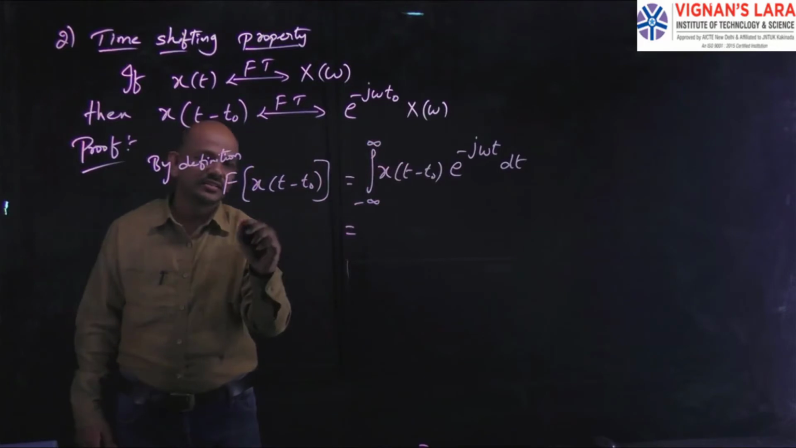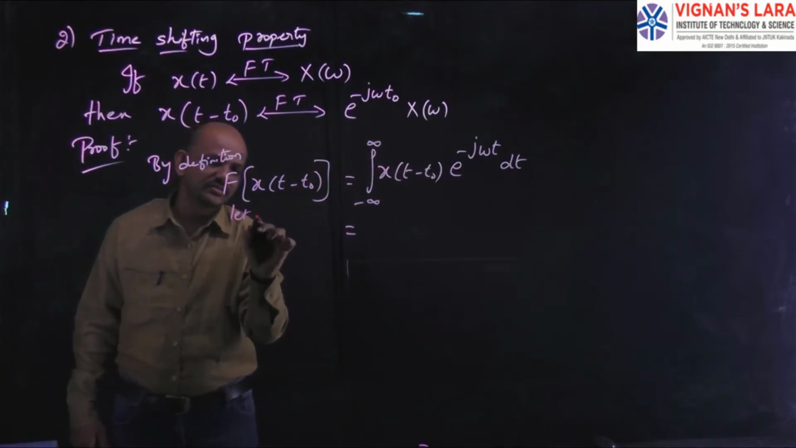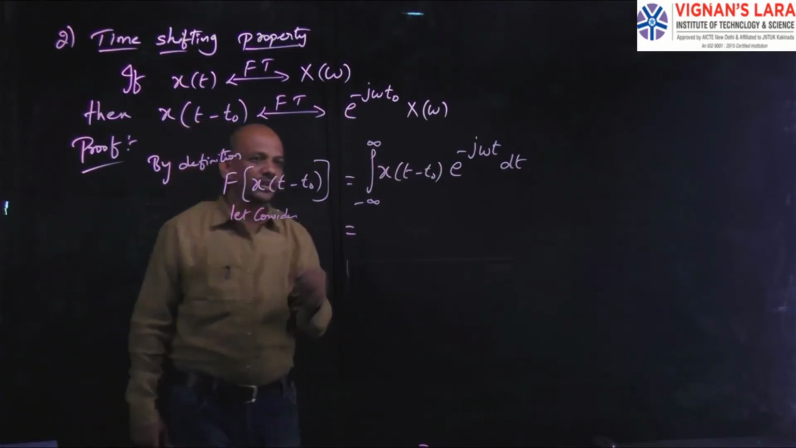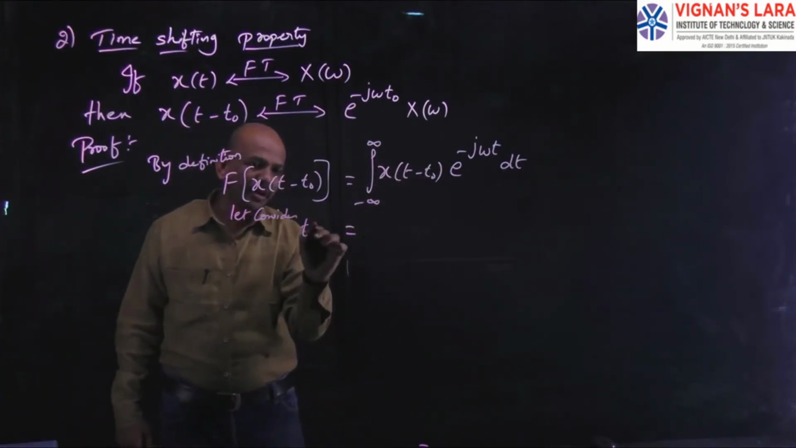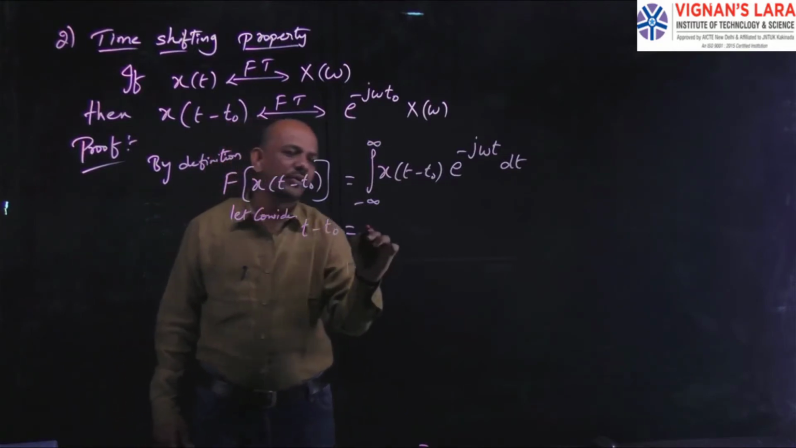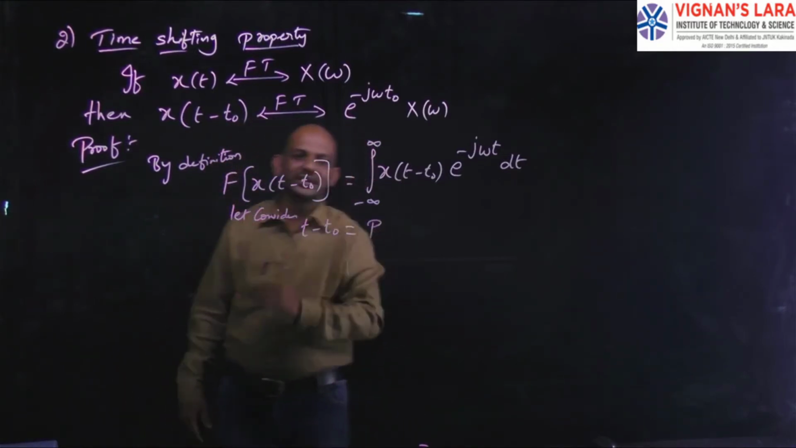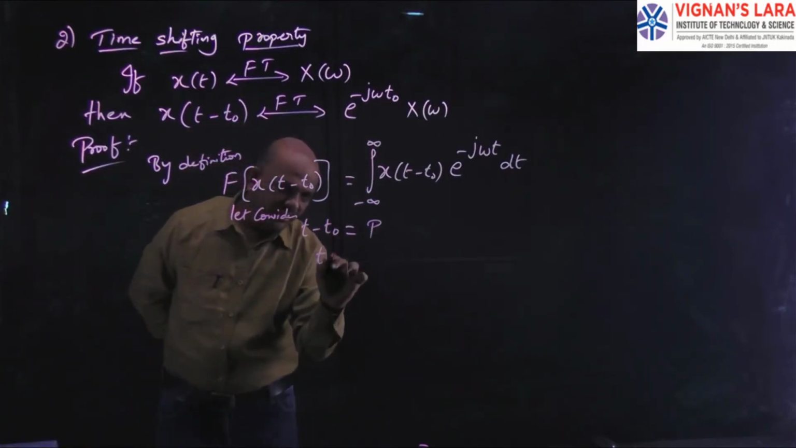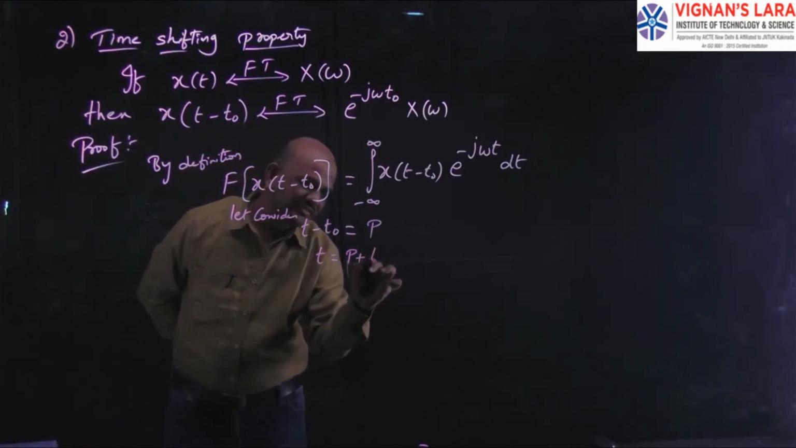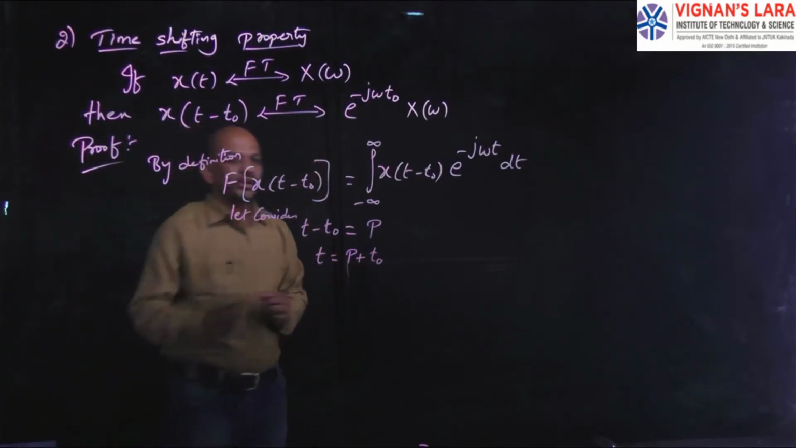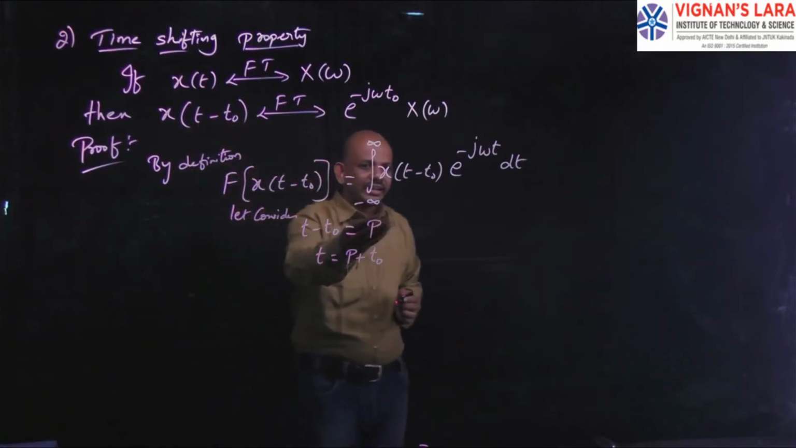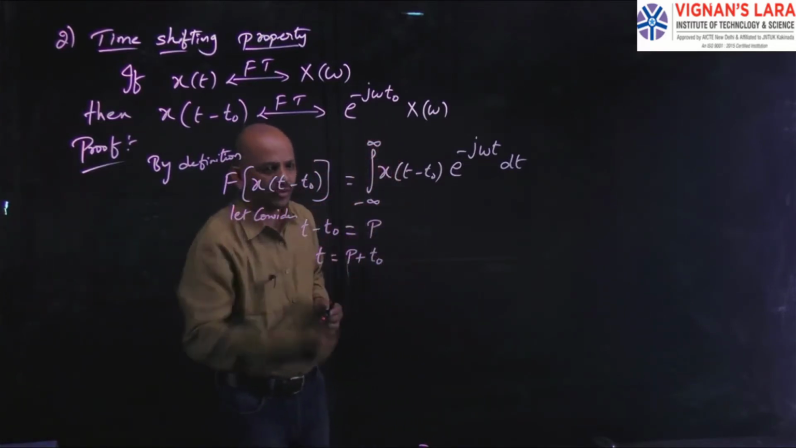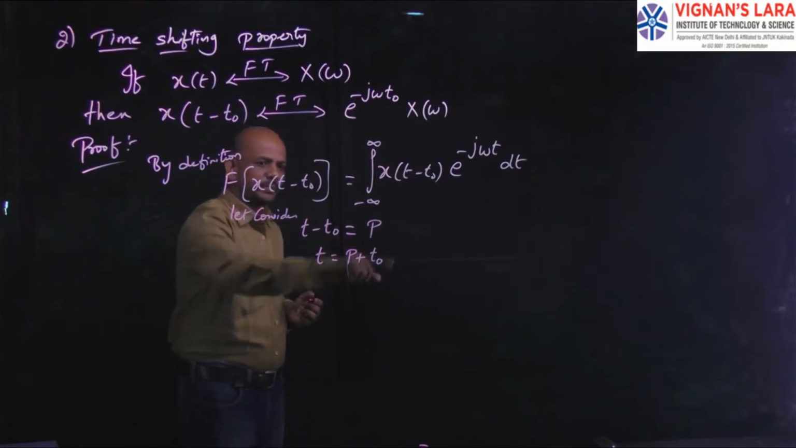Let us consider t minus t naught equal to some p. So from this, t will be equal to p plus t naught. Here I had taken p; you can take any variable of your wish. So t minus t naught equal to p, and t will be equal to p plus t naught.